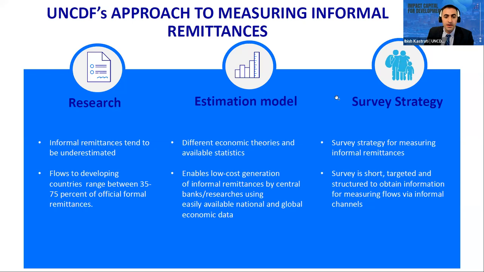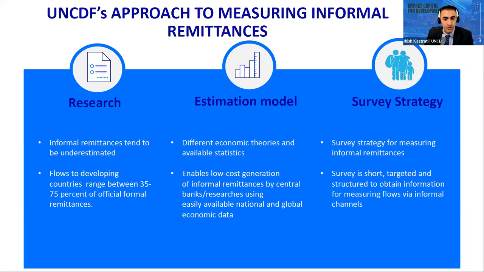Research on informal remittances suggests that remittances, especially for least developed countries, tend to be underestimated. Flows to developing countries may range from 35 to 75% of the formal remittances overall. UNCDF research has resulted in several publications on this issue, for which we will be sharing the links in the chat.